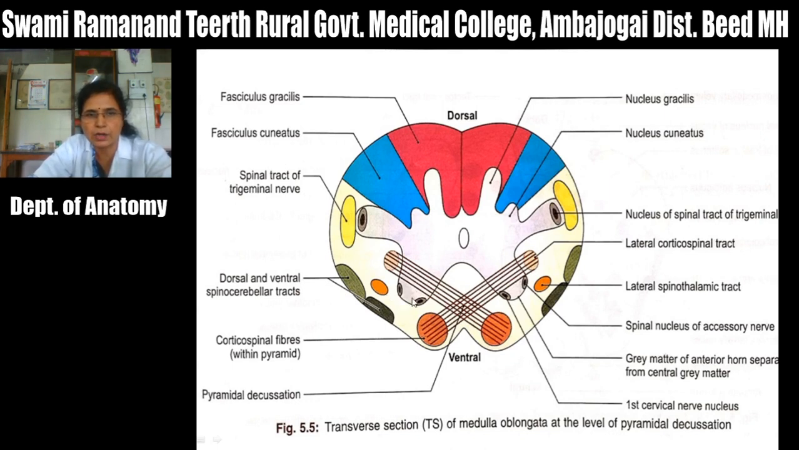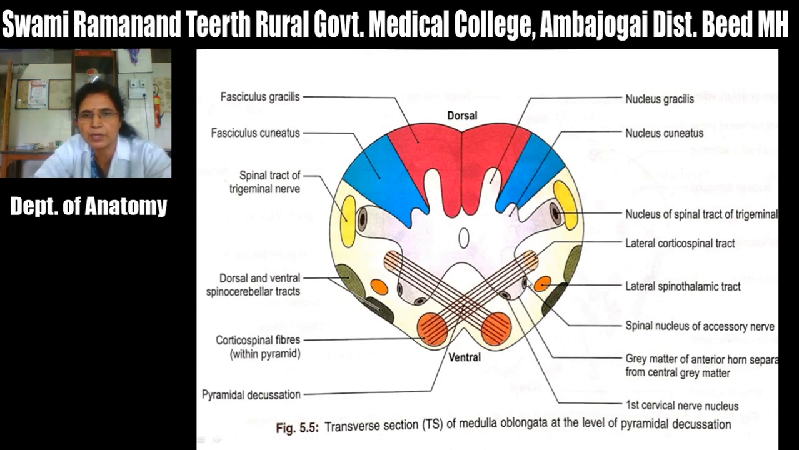The anterior horn of grey matter is separated from the central grey matter. This anterior horn, which is separated from the central grey matter, has a ventromedial part that forms the supraspinal nucleus, and it gives origin to the first cervical spinal nerve. Its dorsolateral part forms the spinal nucleus of the accessory nerve.